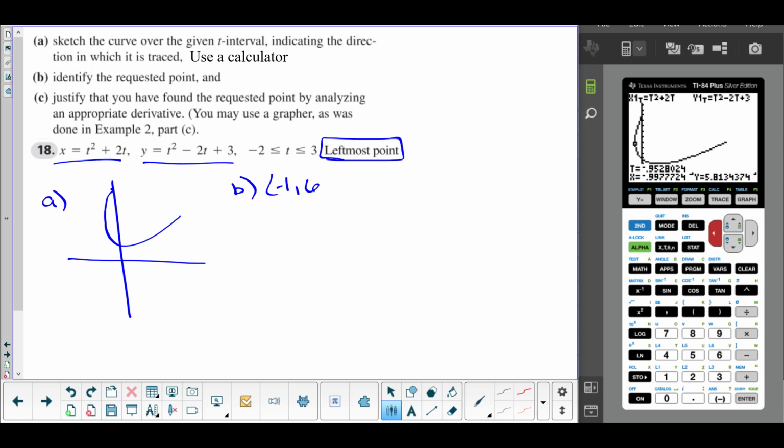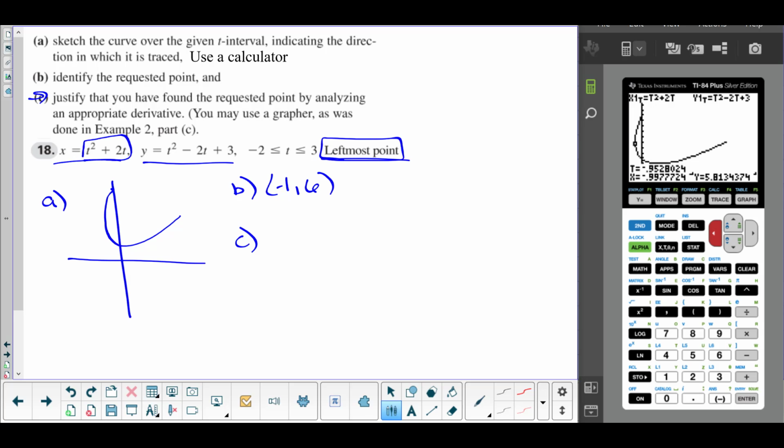It's negative 1/6, and now they want you to show that it's negative 1/6 using calculus. Justify that you have found the requested point by analyzing an appropriate derivative. You may use a grapher. Well, leftmost point means we're minimizing the x value. That'll be the leftmost point.